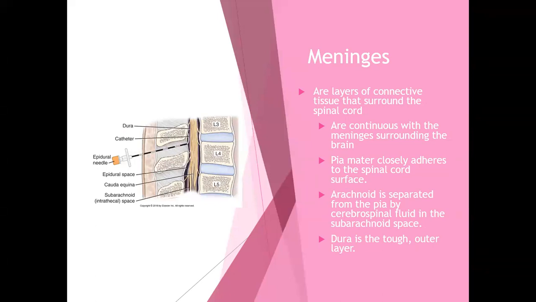Between the arachnoid and the dura mater is the subdural space. So that kind of makes sense. The dura mater is the tough outer layer. Then there's the subdural space, then the arachnoid, then the subarachnoid space, then the pia mater. So it's 3 layers with space in between them. And in the space, we have fluid.